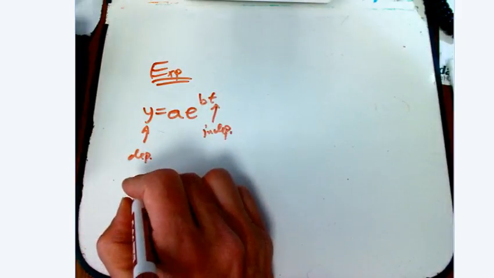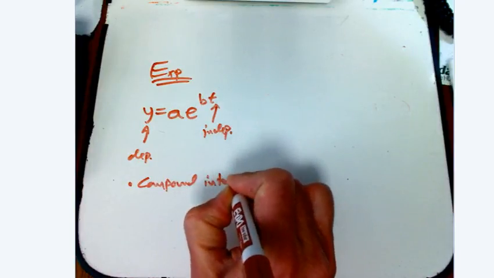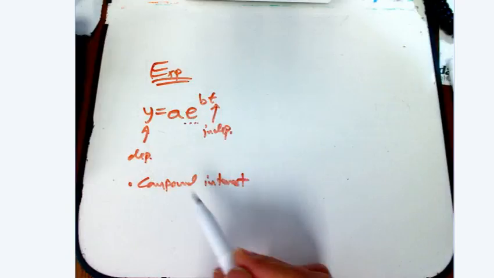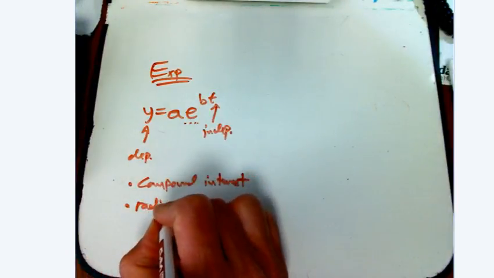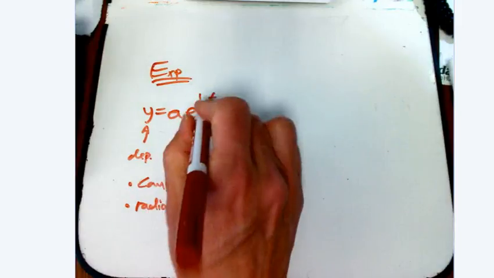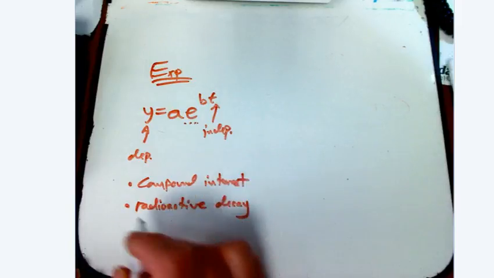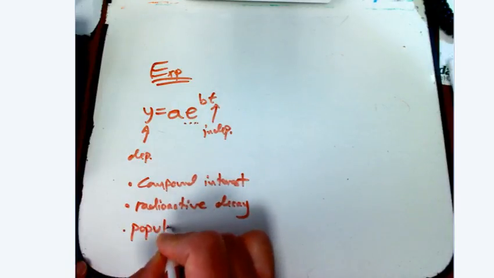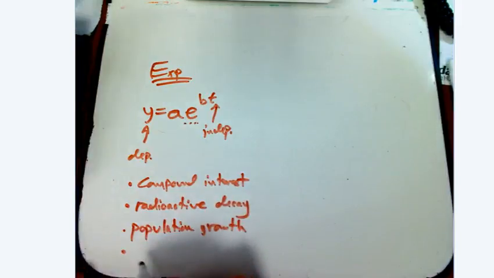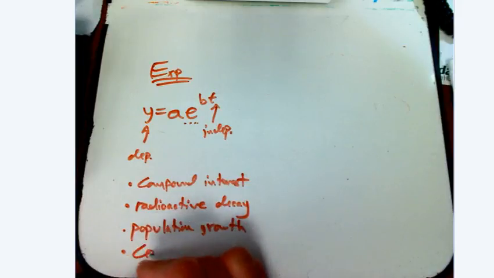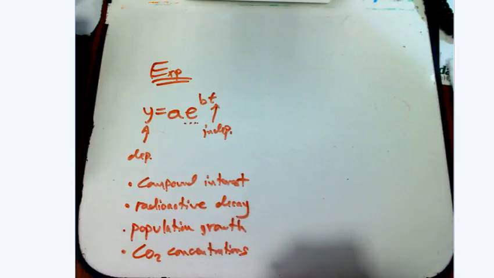So examples are compound interest, and in fact continuously compounded interest is where the e showed up first for us, and radioactive decay. Now that's where this is negative, but it's still the same kind of function. It's still an exponential model. Also, simplistic models, usually not very accurate, of unrestrained population growth. And we were just doing an example where at least some subset of CO2 concentrations in the atmosphere over some time period seem to follow something like that trend.